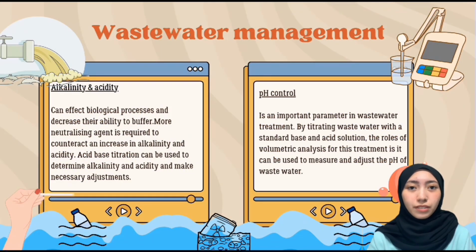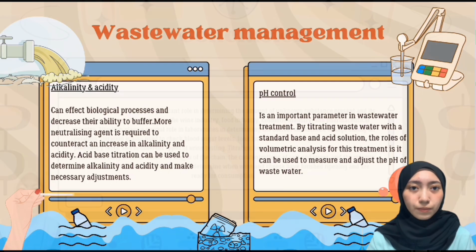Next is wastewater management. First is alkalinity and acidity. It can affect biological processes and decrease their ability to buffer. Apart from that, more neutralizing agent is required to counteract an increase in alkalinity and acidity. Thus, acid-base titration can be used to determine alkalinity and acidity and to make necessary adjustments. Second is pH control. pH control is an important parameter in wastewater treatment. By titrating wastewater with a standard base and acid solution, the requirements of the treatment can be known, which can be used to measure and adjust the pH of wastewater.